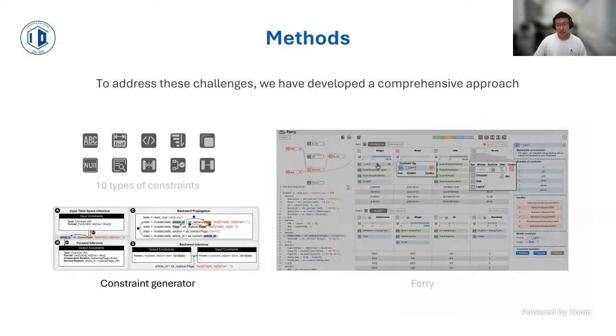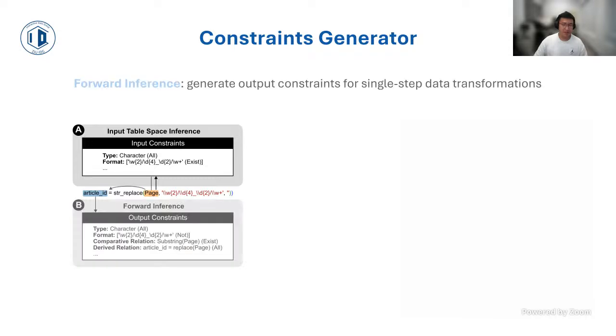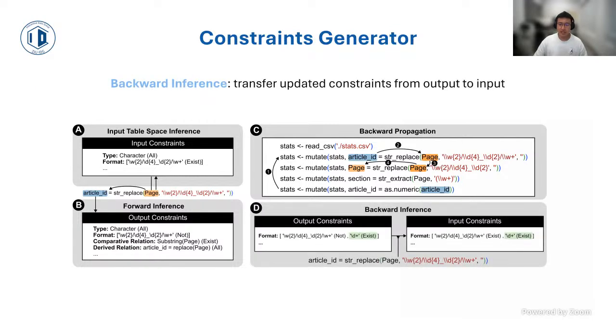Next, we design a constraint generator to derive constraints from scripts, which comprises 4 modules. Input table space inference generates input constraints for single-step data transformations, and forward inference generates the output constraints. Next, backward propagation propagates updated constraints from subsequent steps to earlier ones, and the backward inference supports backward propagation by transferring updated constraints from output to input.